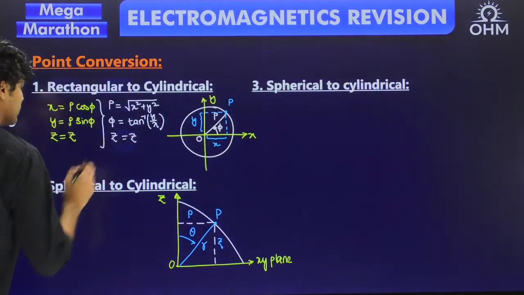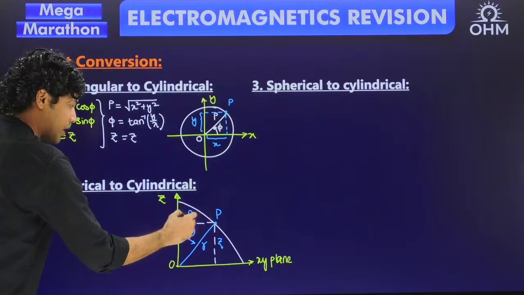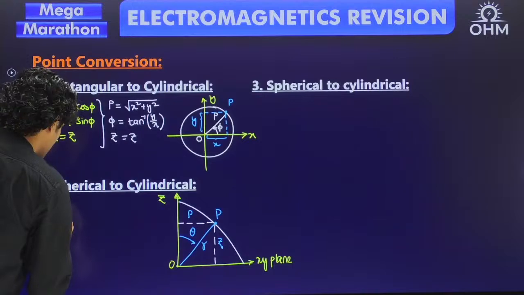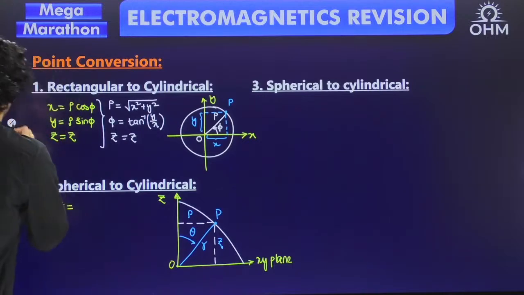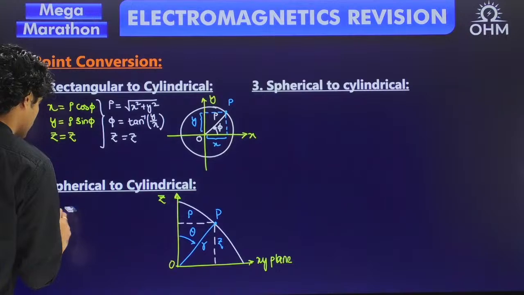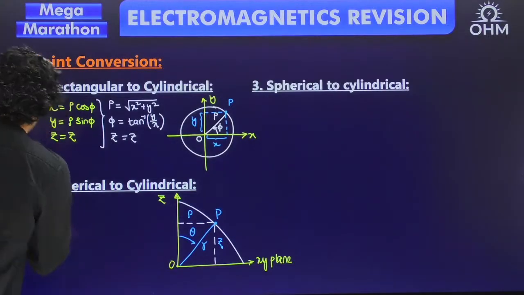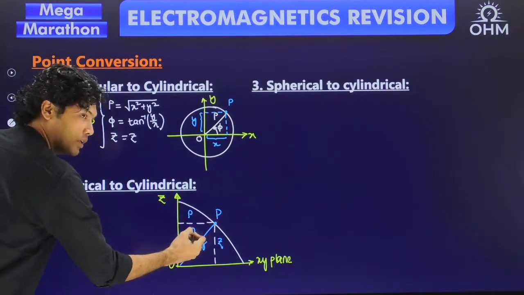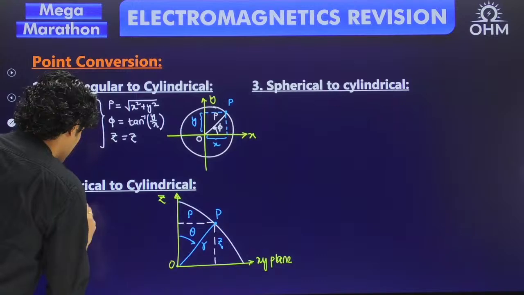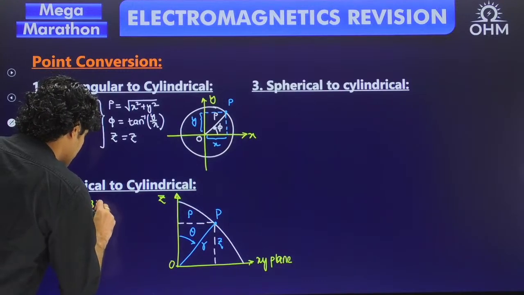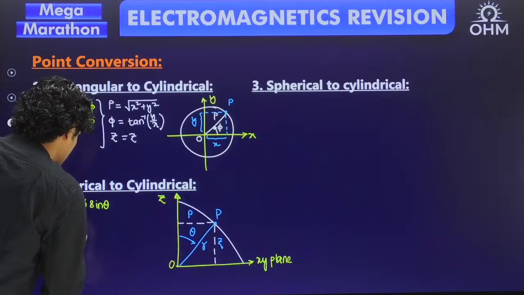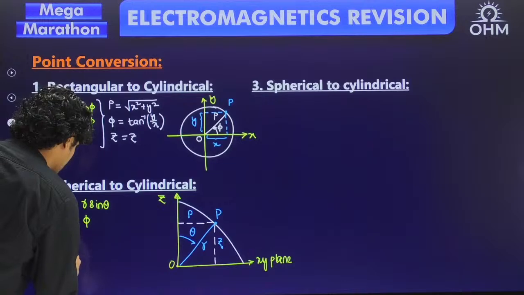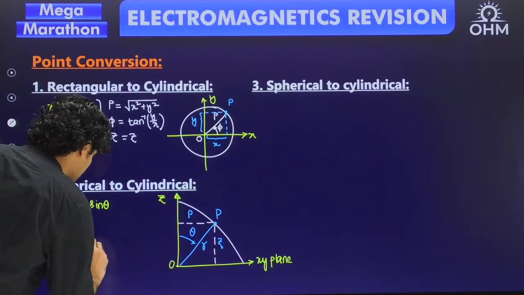You can see in this diagram you have a right angle triangle. Adjacent to theta you have this distance which is z. We'll follow the usual order, rho phi z. So rho becomes equal to, if you notice, opposite to theta means hypotenuse r times sine theta, and then phi in case of cylindrical and spherical both are same, and lastly z is adjacent to theta, so z becomes equal to r times cos theta.